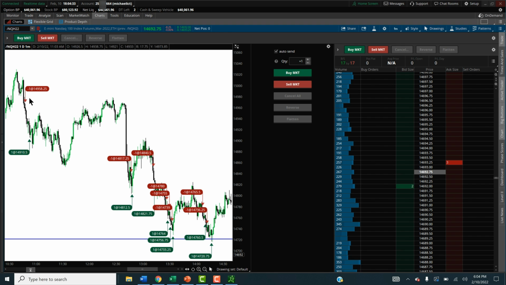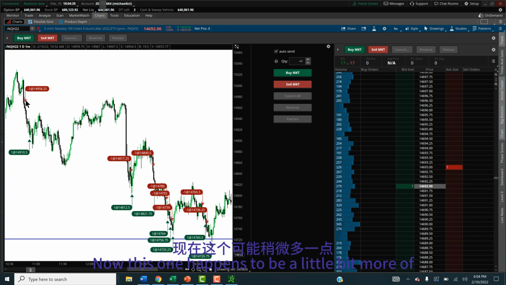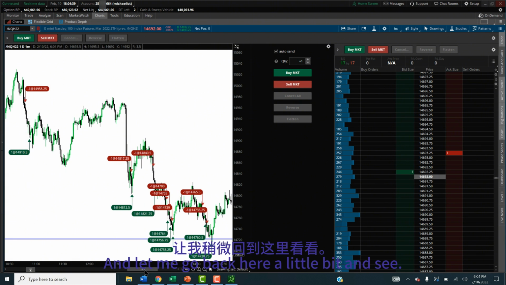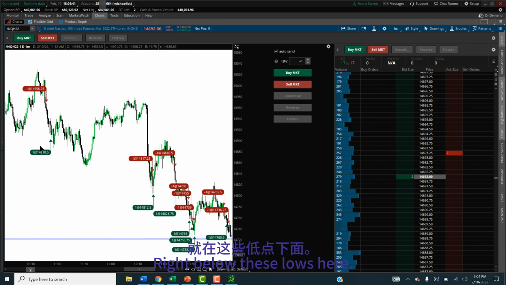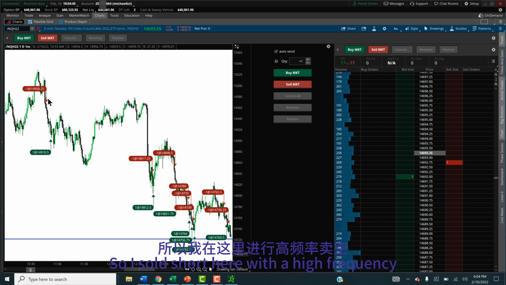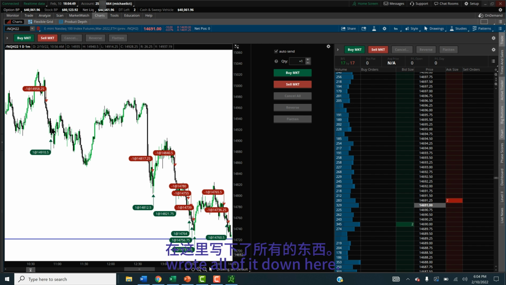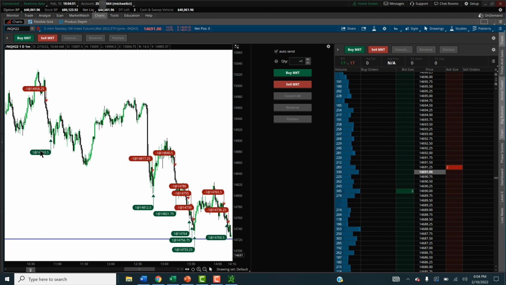Okay. Now, this one happens to be a little bit more of a hole because I trusted where it was going to go. And let me go back here a little bit and see. Right below these lows here. That's what I was aiming for. Okay. So I sold short here with a high frequency entry and rode all of it down here. So that's not bad. I mean, almost $1,000.